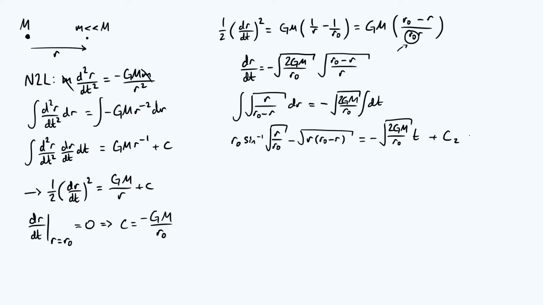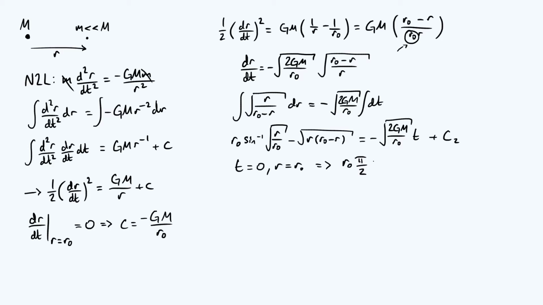So then let's think about our initial conditions again. When t is 0, what's our condition on r? When t is 0, r is just equal to r0, right, because we define that to be the initial distance. So if we plug those conditions in, what happens to the left-hand side? You get r0 times arc sine of 1. Arc sine of 1 is pi over 2, right? So the left-hand side is r0 pi over 2. This square root term disappears because r equals r0.